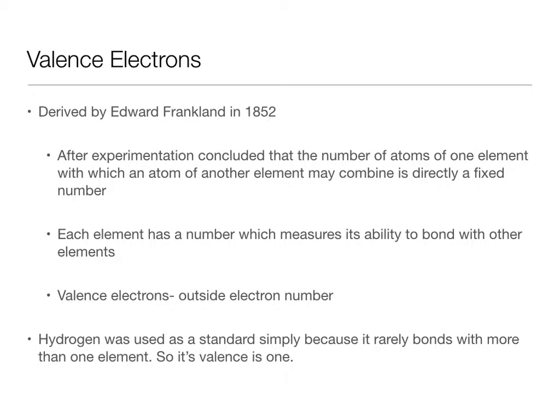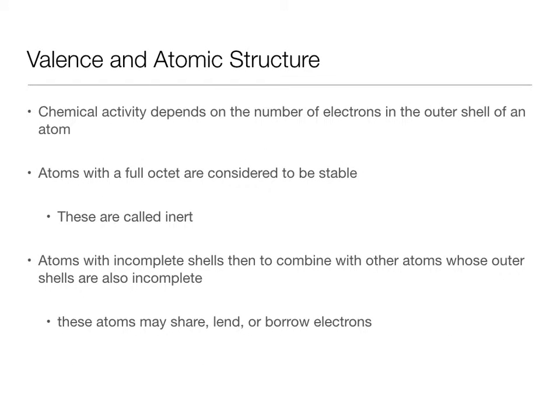Valence electrons were first discovered by Edward Frankland in 1852. After experimentation, he concluded that the number of atoms of one element with which an atom of another element may combine is a fixed number. It's a whole number. Each element has a number which measures its ability to bond with other elements. And valence electrons is referred to as the outside electron number. Hydrogen was used as a standard simply because it rarely bonds with more than one element, so it makes it kind of easy to determine what the valence electrons of the other elements are. And all this should be marked in your periodic table, the multiple colored one that we've done.